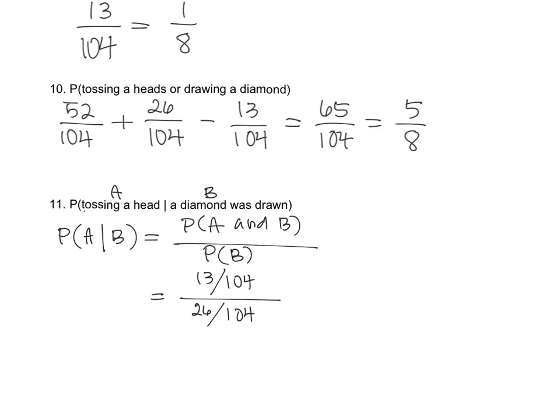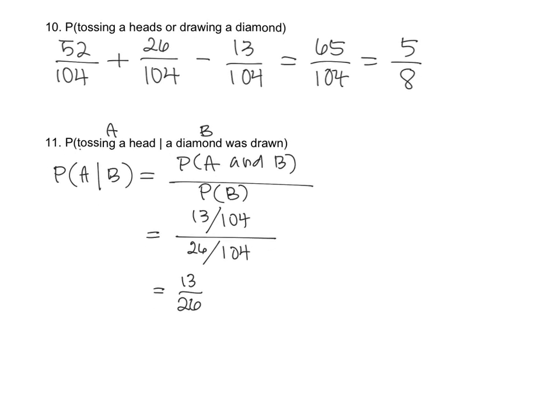So we're dividing two fractions with the same denominator. Anytime we divide two fractions with the same denominator, we can get rid of them. So this basically becomes 13 over 26. And 13 over 26 becomes 1/2. So you have a 50% chance of tossing a head when you flip a coin, given you already drew a diamond.